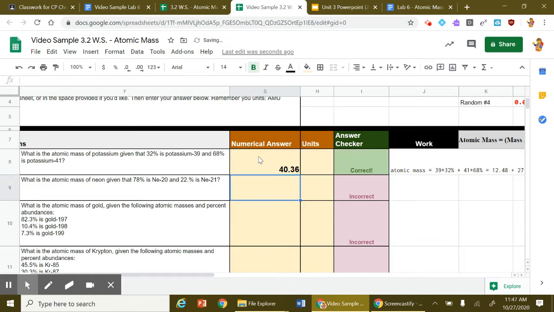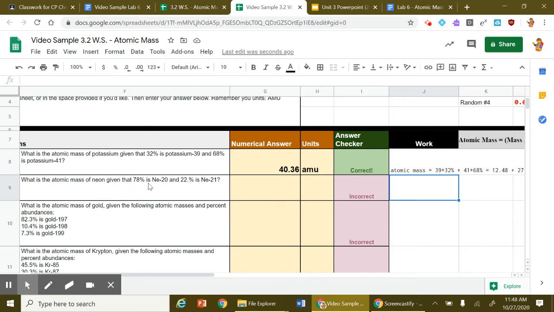40.36, is that good? That's correct. And the units are AMU. In fact, the units are going to be AMU across the board here because you're doing atomic mass units with all of these. Okay, so there we go. I included the work. I did not need to attach a separate sheet. If you would prefer to attach a separate sheet, though, that is okay. All right, on to the next problem, okay?